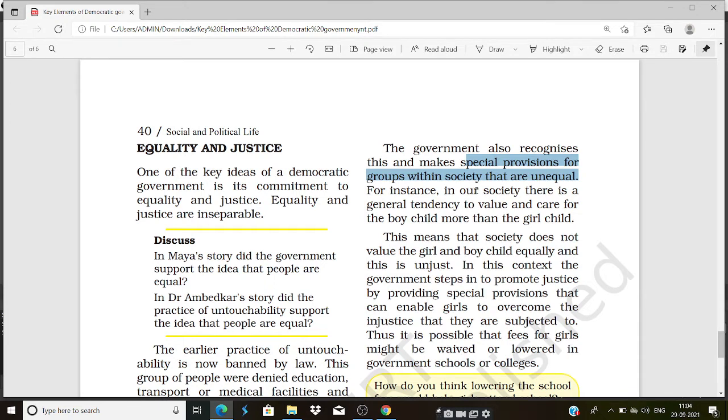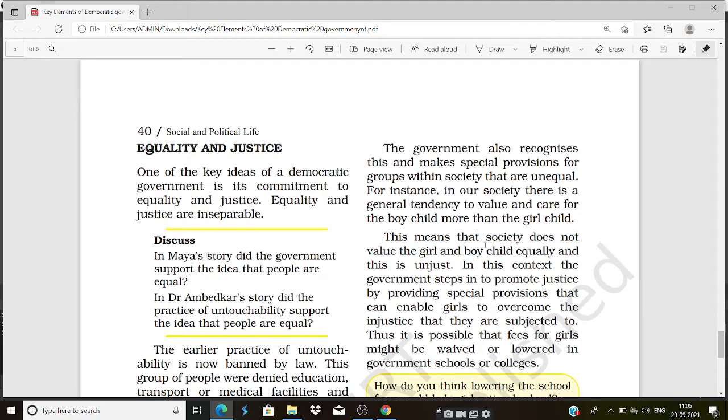So the government can make provisions for the girl child. For example, they can give some kind of facilities to the girls, so that girls' education can be promoted. दिस मीन्स दैट सोसाइटी डज नॉट वैल्यू द गर्ल. इसका मतलब क्या है? जैसे कि हमने देखा कि लड़का और लड़की में भेदभाव किया जाता है. लड़कों को स्कूल भेजा जाता था और लड़कियों को स्कूल नहीं भेजा जाता. देयर नॉट अलाउड टू गो टू स्कूल. देयर द बॉय चाइल्ड्स वर केयर्ड मोर देन द गर्ल्स.